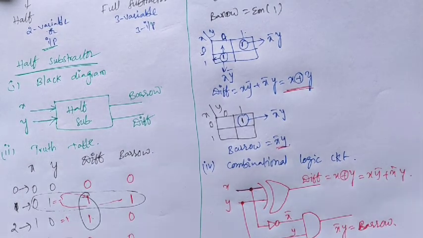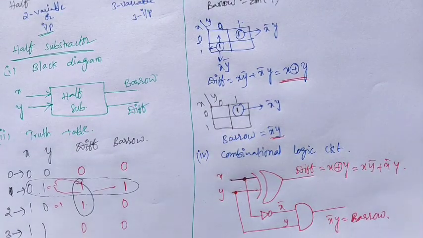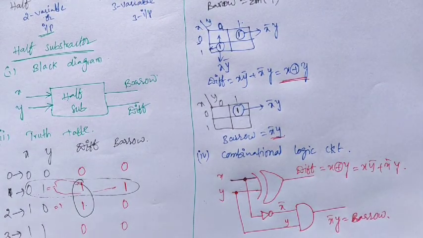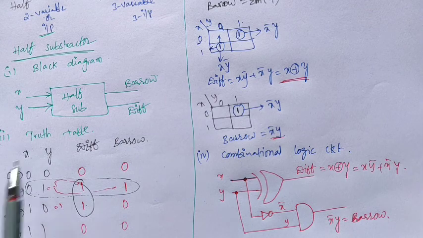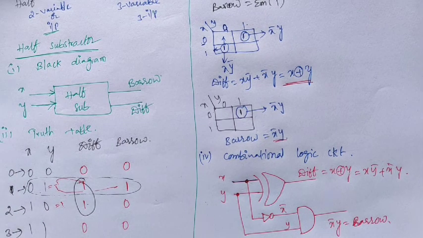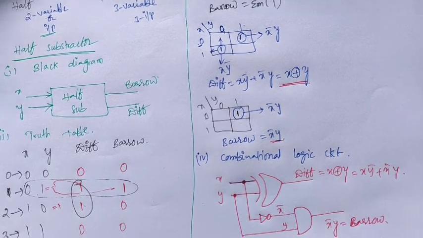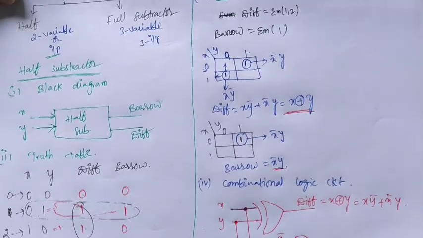Okay, so this is the truth table representation for the half subtractor. In the full subtractor, we can change the input variables, that means x, y, z. There is no change in the output, only difference and borrow. It's like the same as the full adder. Okay, now we'll see the full subtractor.